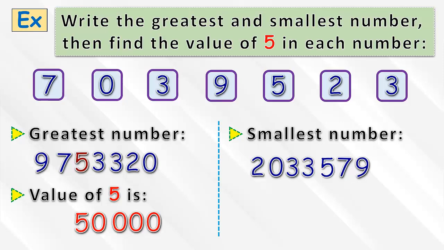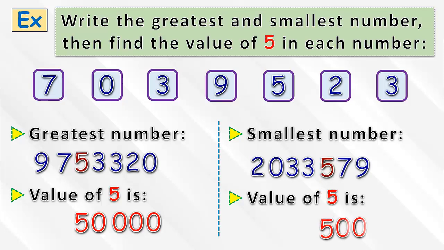Therefore, the smallest number consisting of these numbers will be 1,033,579. And in order to determine the value of the number 5 in this number, we will notice that the number 5 is standing in the hundreds place, and therefore its value will be 500. And you must have taken note that the value of the number differs in both the larger and smaller number depending on its place value.